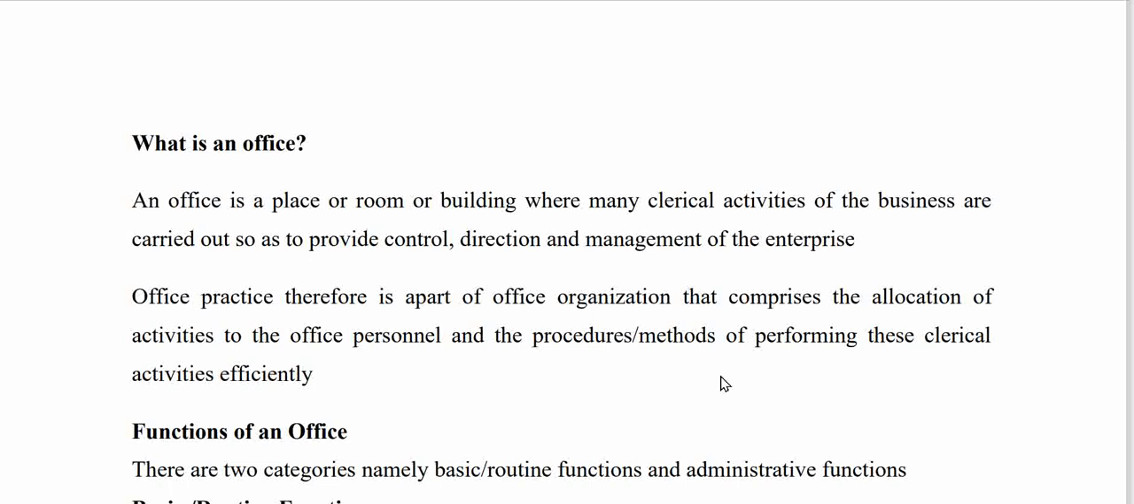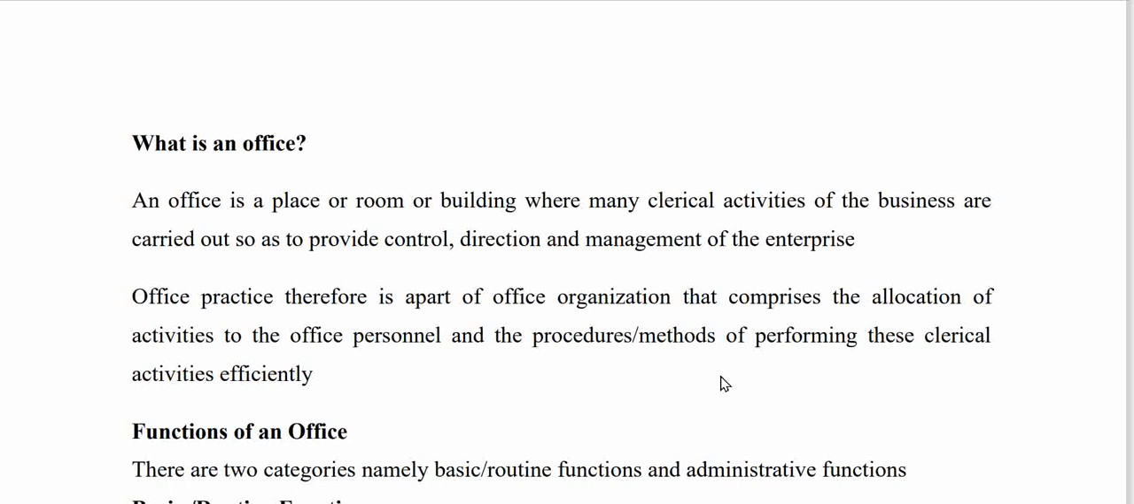So, in relation to your profession, to your career, the office that you may be looking at right here is the medical record office. So, what is the medical record office? It would be a room, a place, or a building where the clerical activities of the patient's records management and the service delivery can be handled from, and as well it can provide control over the records management, directions of the records management, and also the management guides. So everything can be discussed from the office.